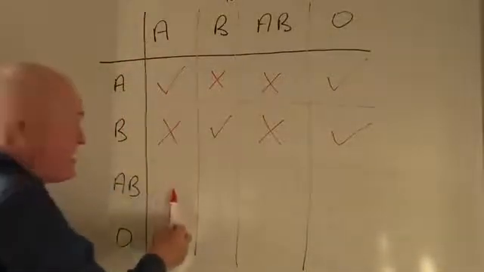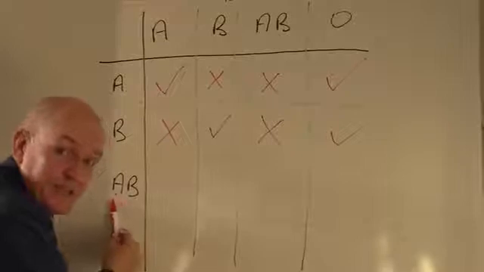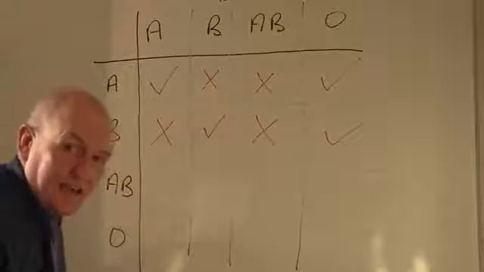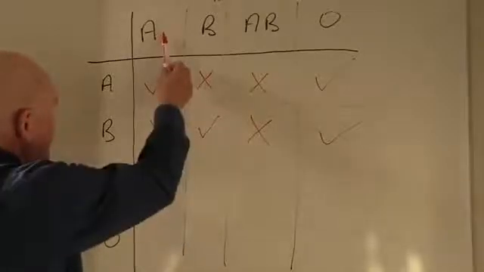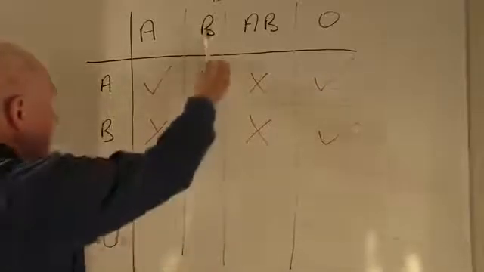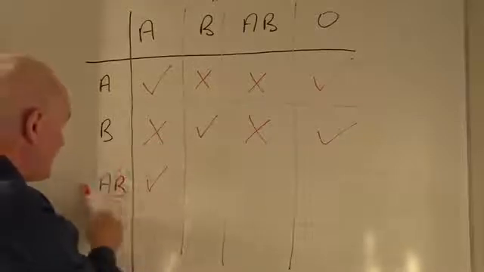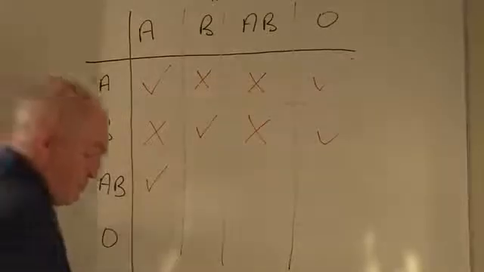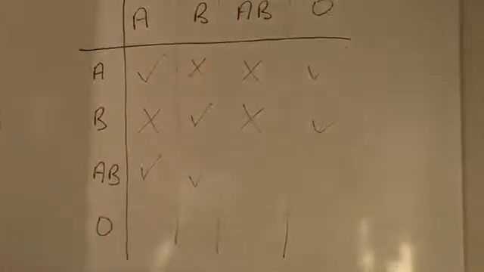A giving to AB, the A antigens would not have any A antibodies in the recipient's plasma because AB blood does not contain any antibodies to the ABO system in the plasma. Therefore, in theory, A can give to AB. B giving to AB, well, again, there are no antibodies, there are no immunoglobulins in the plasma to cause problems. So that is a permissible transfusion.